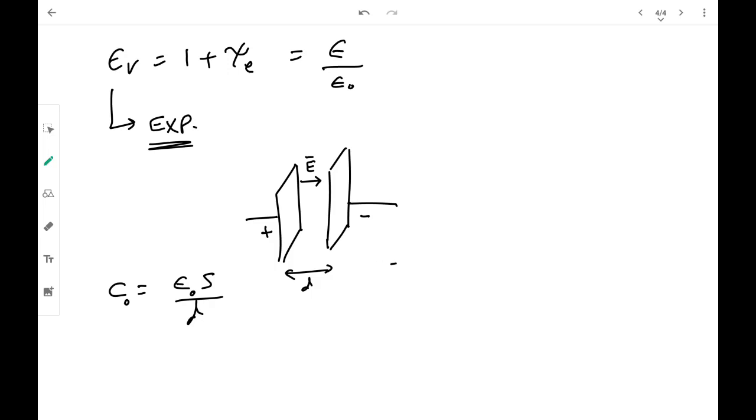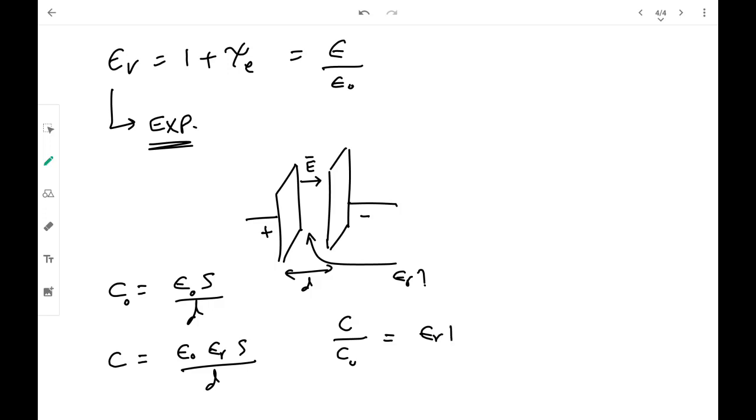Now, if we put a material inside, a material with unknown epsilon R, we measure the capacitance another time. The new capacitance will equal epsilon node times epsilon R times S over the distance. So if we divide C by C node, this is equal to epsilon R. This is how to find epsilon R for a material experimentally.